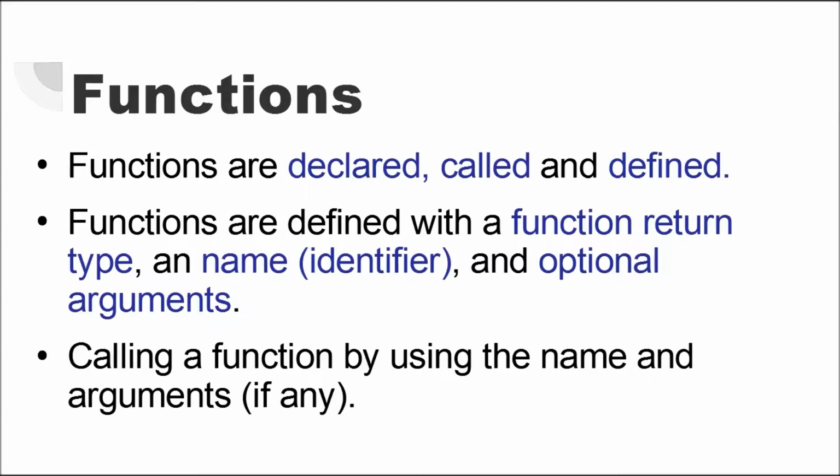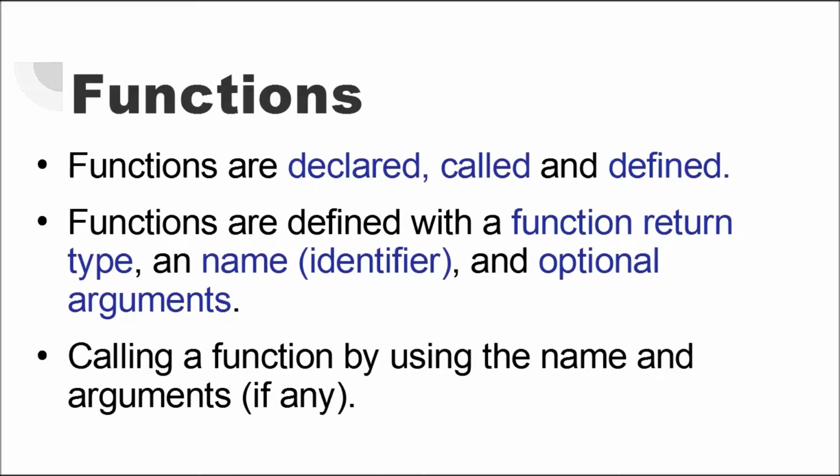Now, functions are defined with a return type, which is what the function is going to return. If you want to return nothing, then put void. Then the name, which is an identifier just like variables, and optional arguments. Optional because sometimes you don't need arguments, but arguments are variables that, when your function is called, will be sent to your function.